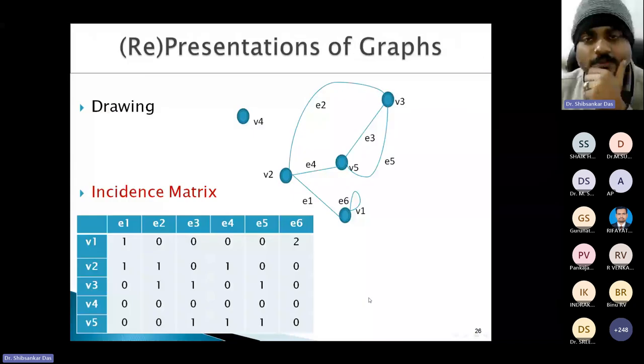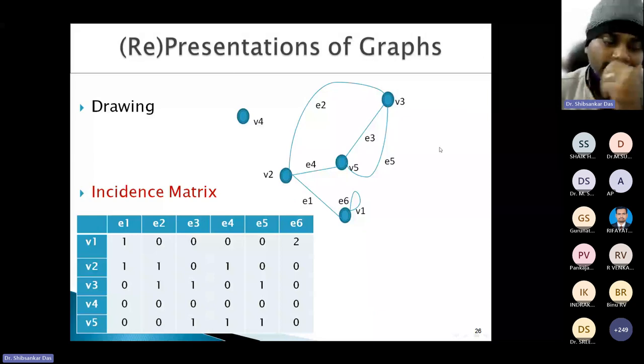Drawing: how to represent a graph. Basically, there are several ways of representation. One is how to store a graph in the computer. There is the incidence matrix. E1 is incident to V1 and E1 is incident to V2. So there is a 1 for V1, a 1 for V2, and the rest of the places are 0.